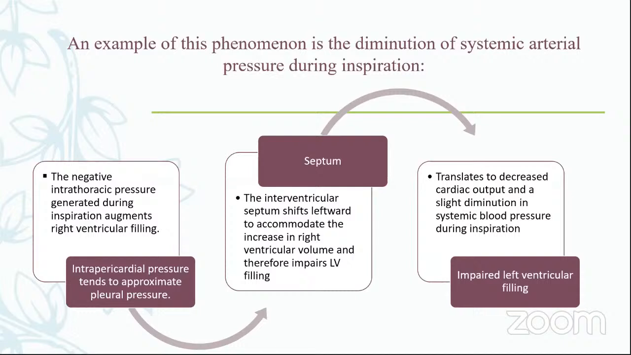An example of this phenomenon is the diminution of the systemic arterial pressure during inspiration, in which the intrapericardial pressure tends to approximate the pleural pressure and varies with respiration. So during inspiration, the negative intrathoracic pressure will be generated, and this will augment the right ventricular filling. So the interventricular septum will shift leftward to accommodate the increased right ventricular filling, and therefore it will lead to impairment of the LV filling. This impairment of the LV filling will translate to decreased cardiac output and a slight diminution in the systemic blood pressure during inspiration.